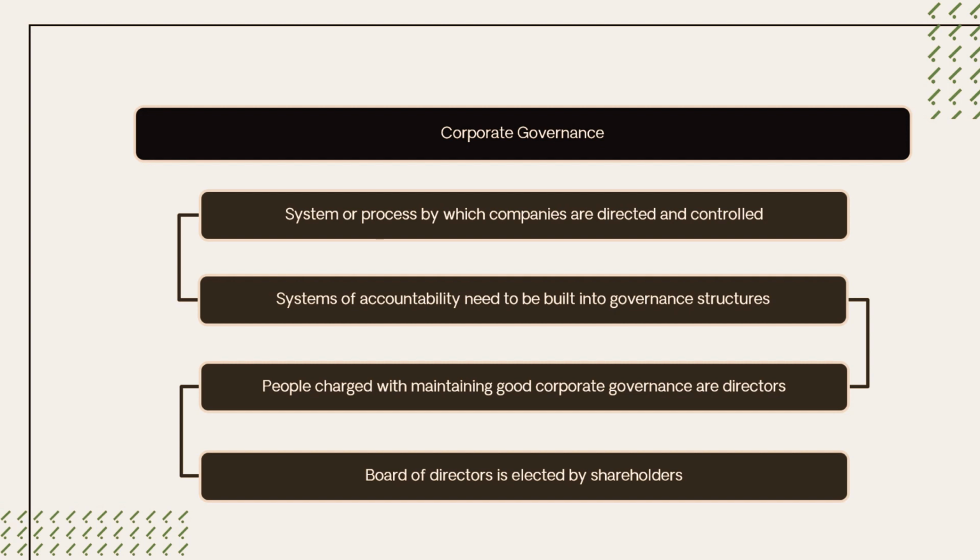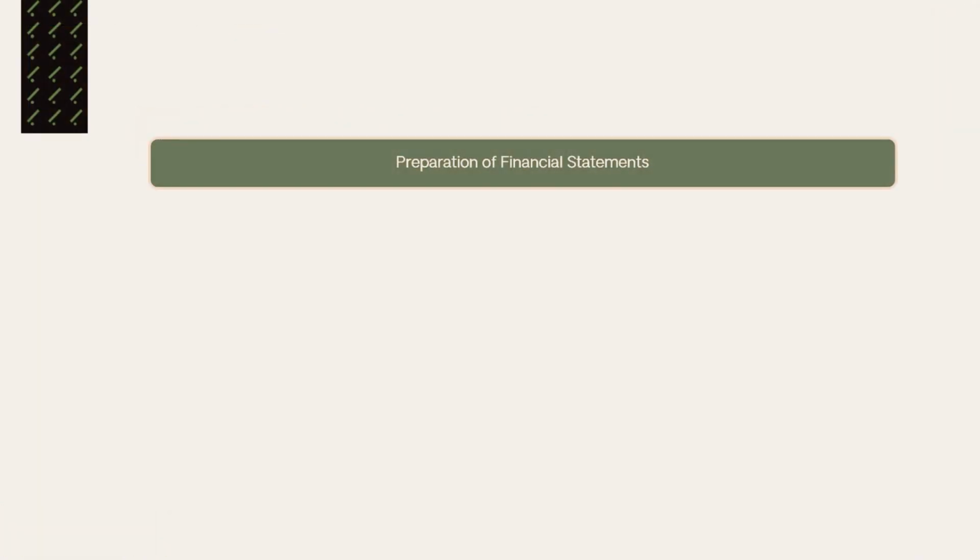Corporate governance, as you can see, is something that must be implemented throughout the entire organization. However, I am going to discuss it in the context of preparing the financial statements. Good corporate governance must be followed when preparing the financial statements. The annual financial statements are the main communication between the board of directors and the shareholders and must give the shareholders a clear picture of the company.